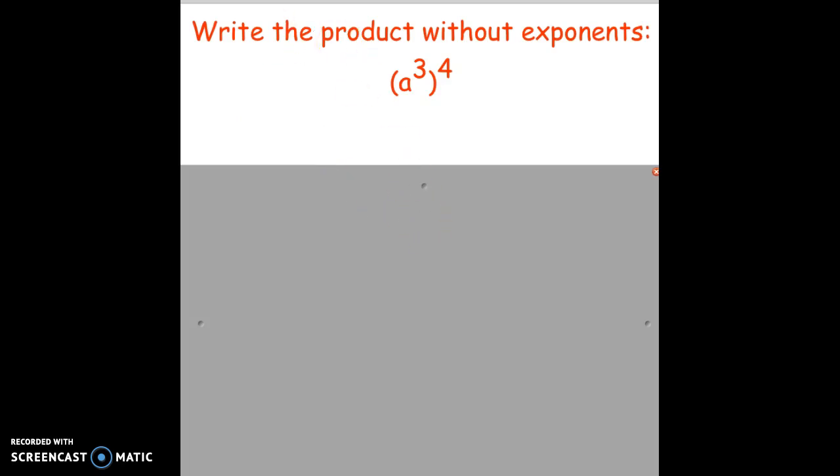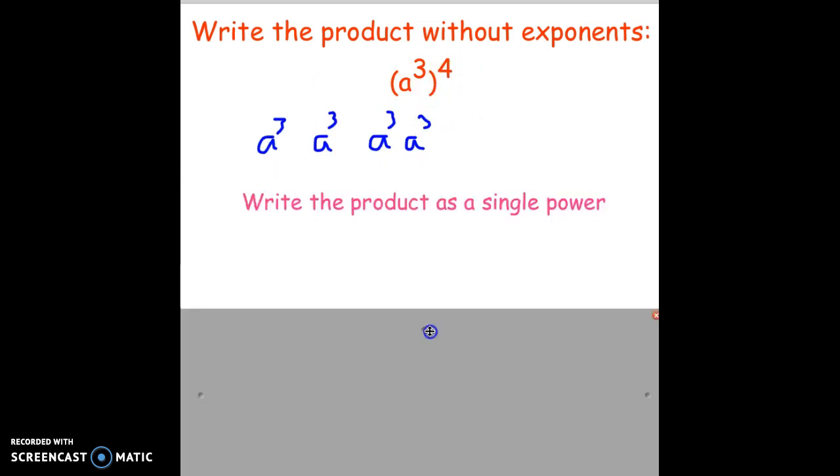Next, let's look at this. Here I have a to the 3rd raised to the 4th. So that's the same as a cubed times a cubed times a cubed times a cubed, because I'm taking a to the third times itself 4 different times.